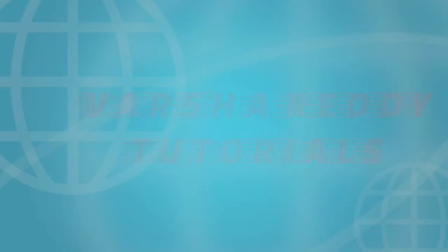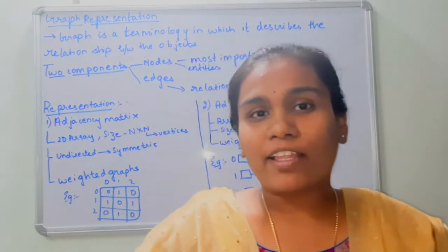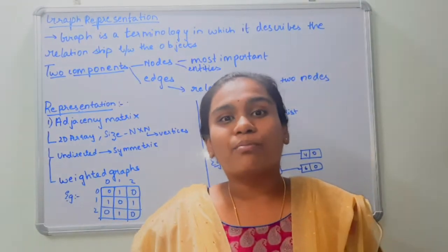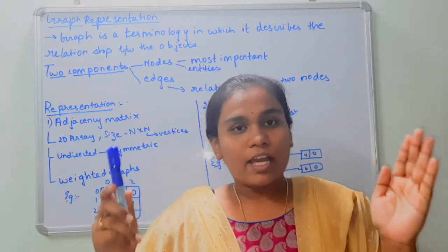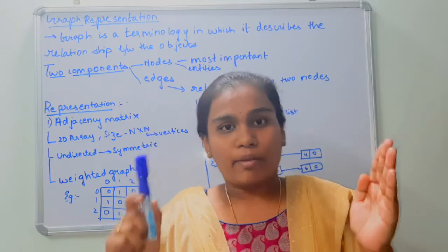In this session we are going to learn about what is meant by the graph and its representation. So what is meant by the graph? Graph is a terminology which represents the relationship between any two objects. Let us think these are the two objects. It describes the relationship between the two objects, how these objects are being related.